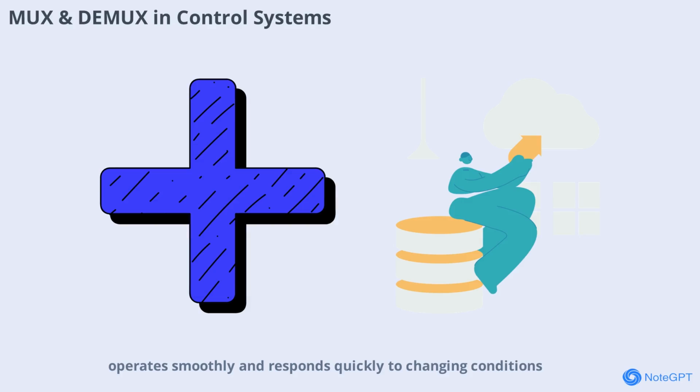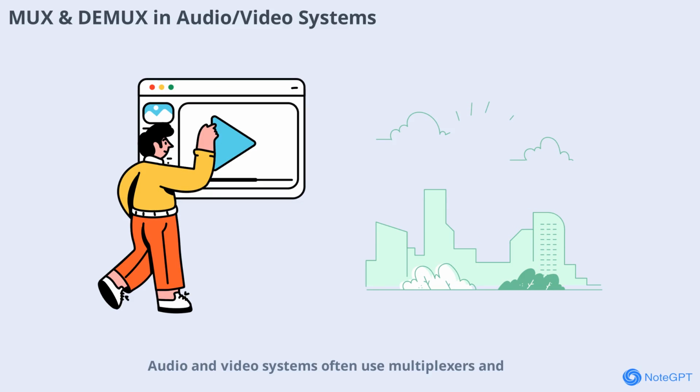Audio and video systems often use multiplexers and demultiplexers to manage multiple input and output channels. For example, a home theater receiver might use a MUX to select between different audio sources and a DEMUX to send sound to various speakers.